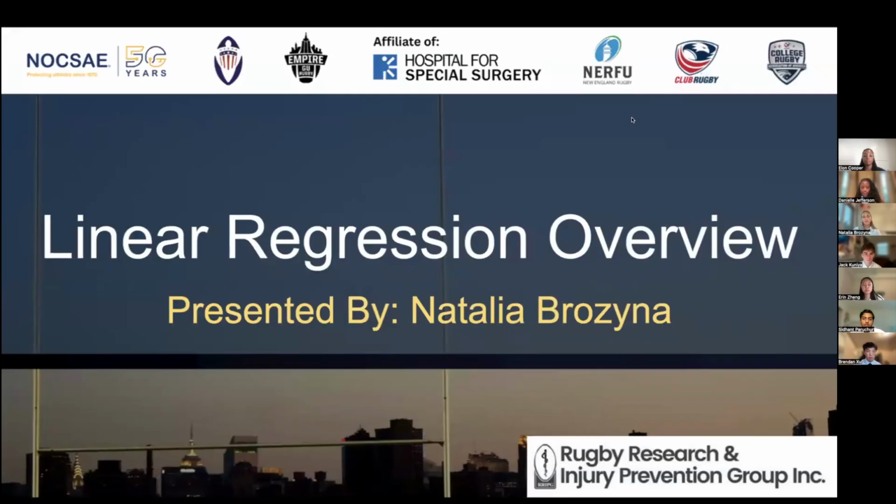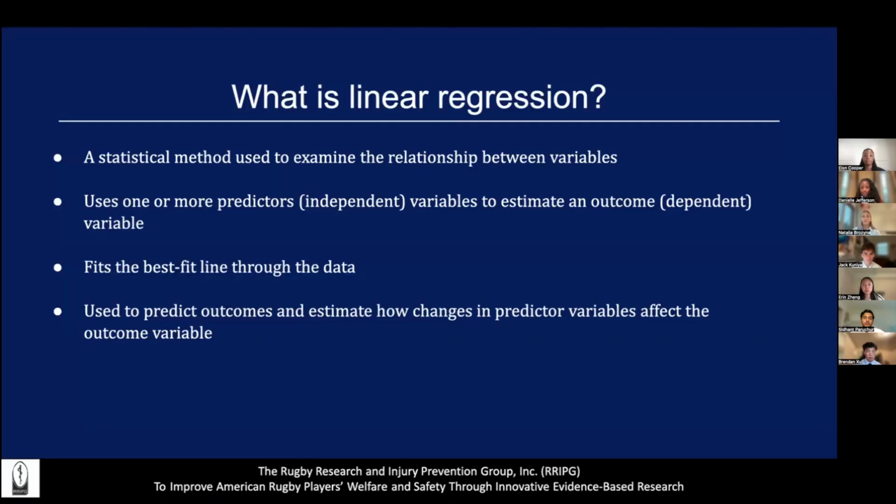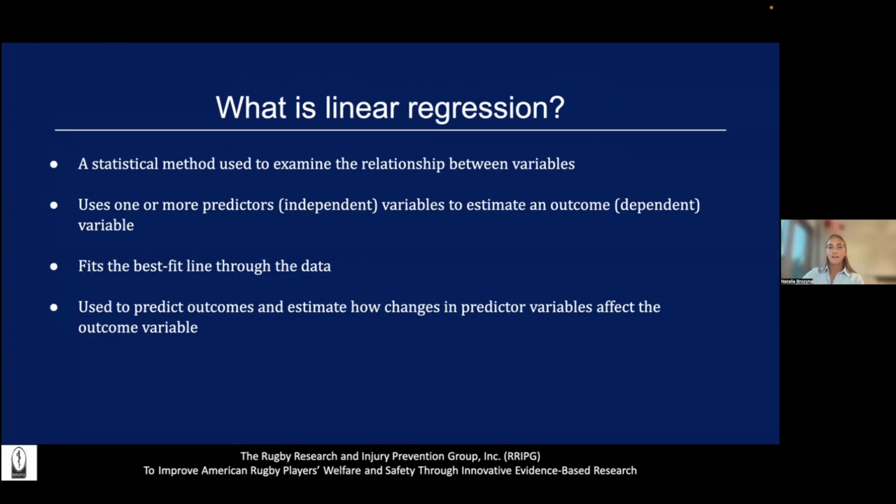Linear regression, it will be an overview. Well, what is linear regression? Linear regression is a statistical method used to examine the relationship between variables. It helps us understand whether one or more independent variables can explain an outcome, which is a dependent variable. The model fits the best fit line through the data, showing the overall trend. This allows researchers to make predictions and estimate how much a change in one variable affects another. This makes linear regression a valuable tool for identifying relationships and guiding data-driven decisions.